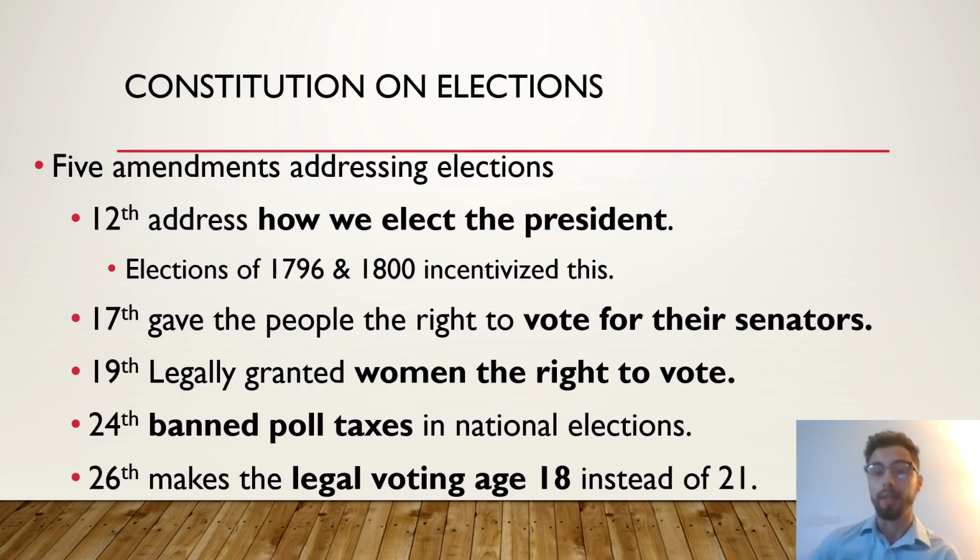The 19th Amendment legally granted women the right to vote in the early 1900s, providing full women's suffrage in the United States. The 24th Amendment banned poll taxes in national elections, providing more access to minority collectives that were having a hard time reaching the polls due to state restrictions. The 26th Amendment makes the legal voting age 18 instead of 21 in response to protests regarding Vietnam and having many young 18-year-old individuals sent to war when they could not legally vote. And in response, they lowered the voting age.